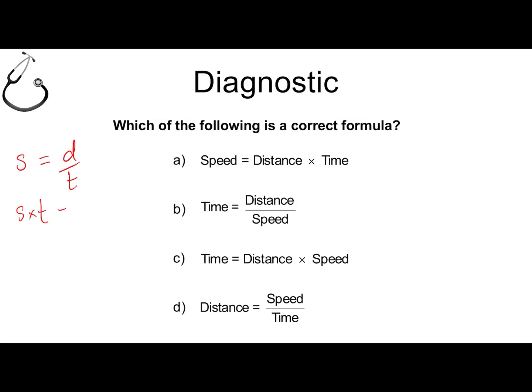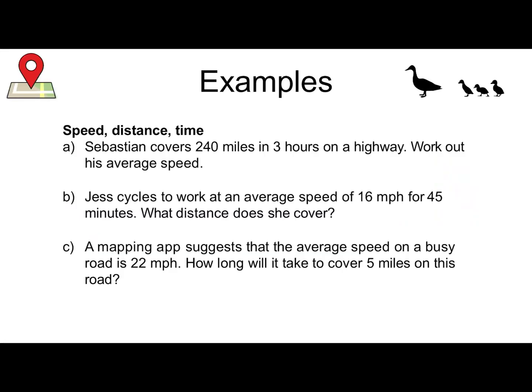So first of all, which of these formulas is correct? Now hopefully you remember that speed is equal to distance over time. So speed times time is equal to distance. And so time is equal to distance over speed. The only one that is correct is B. Okay, remember, you can remember all of these formulas by that little triangle. Speed equals distance over time. That should help you to know all of them.